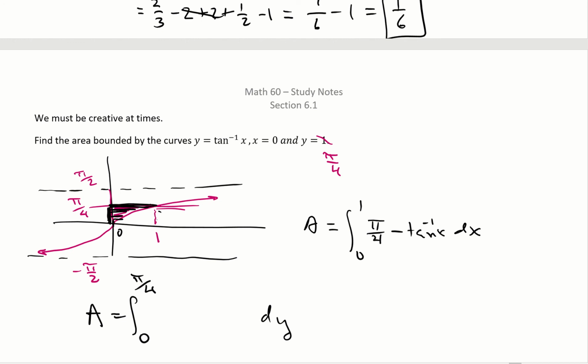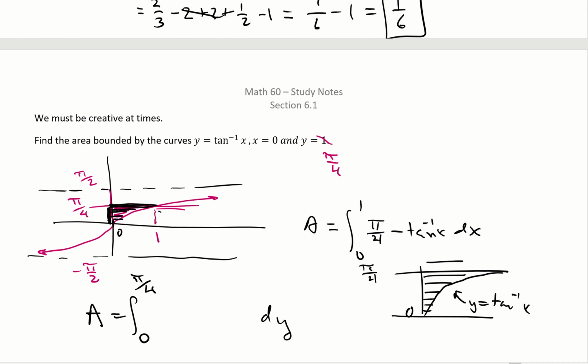Okay, so the bigger curve, I'm looking at this area. This guy's doing his thing like this. This is pi over 4. This is the 0. This is the x-axis. And this is the curve y equals tan inverse of x. And we are integrating. We're slicing up the y-axis from 0 to pi over 4. We've never done it before.